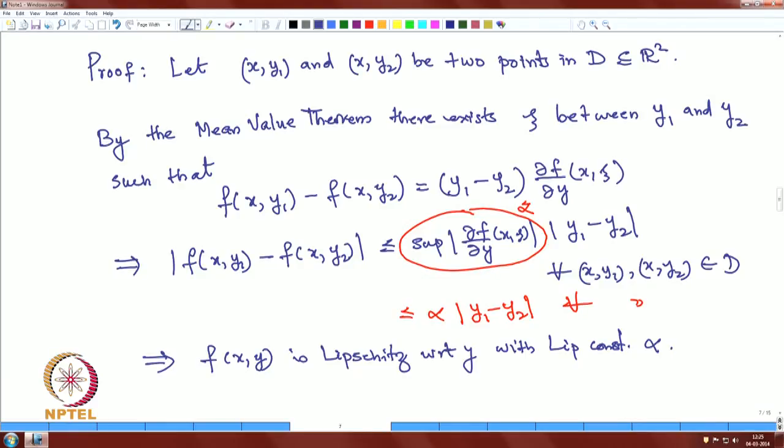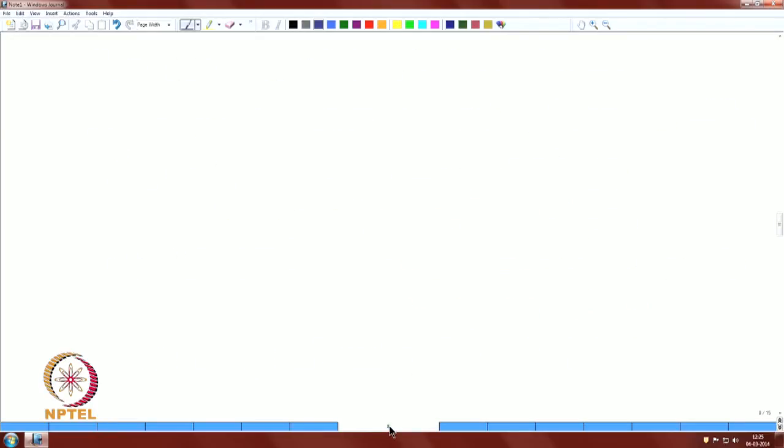So, therefore, if a function is differentiable, it is easy to check the Lipschitz continuity if we can find a bound for the partial derivative with respect to y. So, let us take a similar example to the one we considered, example 3.